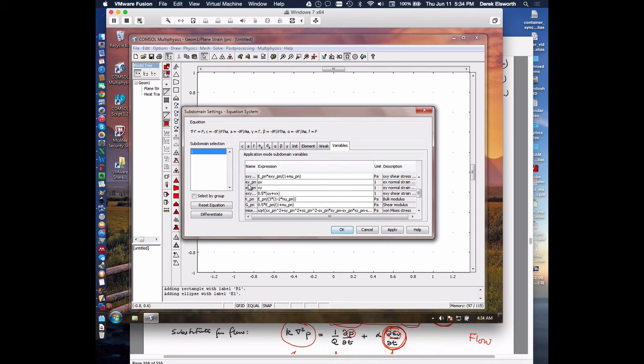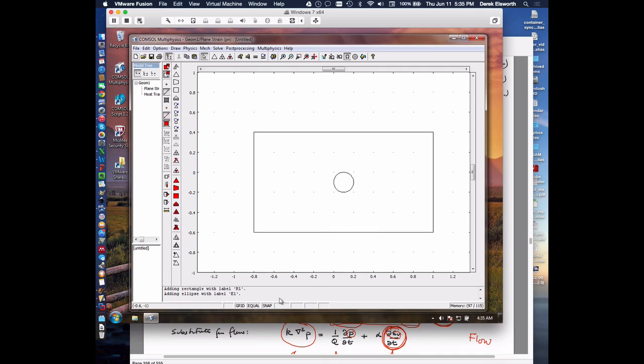This says epsilon x_pn, which I think in their terminology, epsilon x is strain in the x direction, and pn I think is their term for plane strain module. So it's kind of apparent. And so if we know what those are, then we have a fighting chance of being able to put in the right terms. So what do we need?